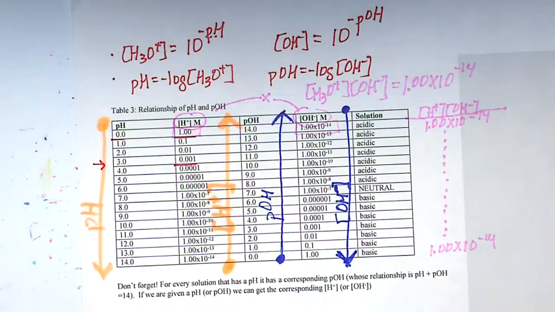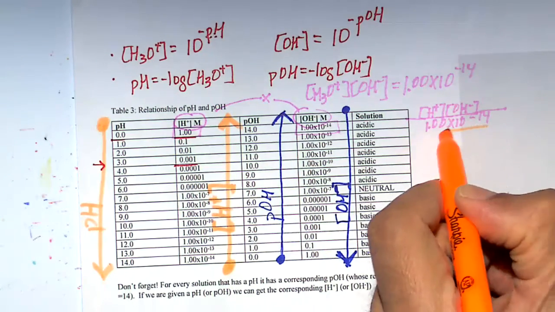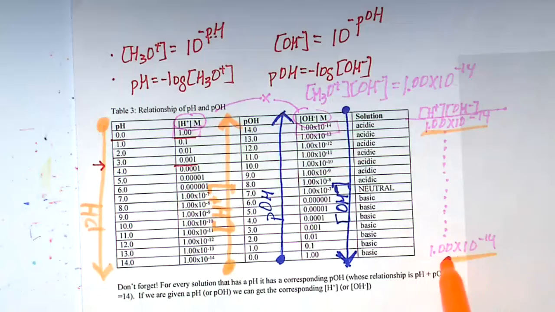pH goes up, hydrogen ion concentration goes down. pOH goes up, hydroxide ion concentration goes down. But the product of hydrogen ion and hydroxide ion concentrations stays the same, at that same value of Kw, which is 1 times 10 to the minus 14. Right?